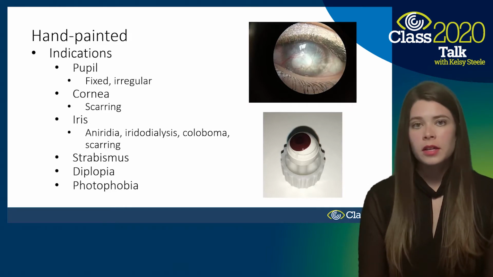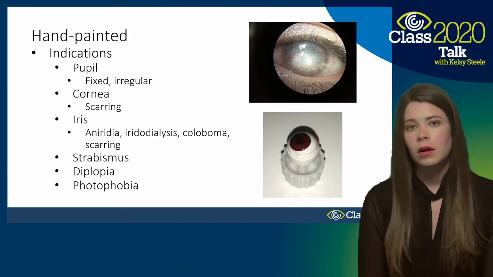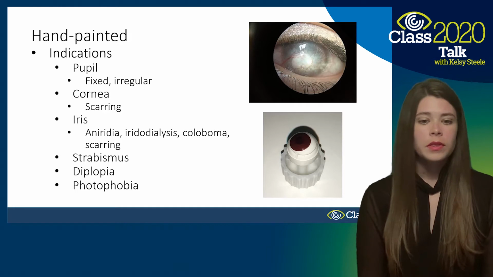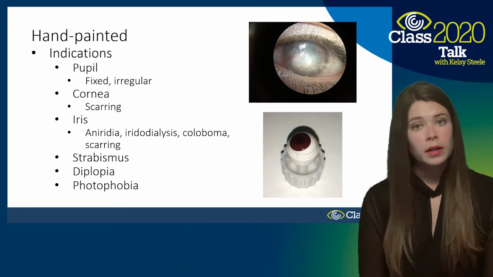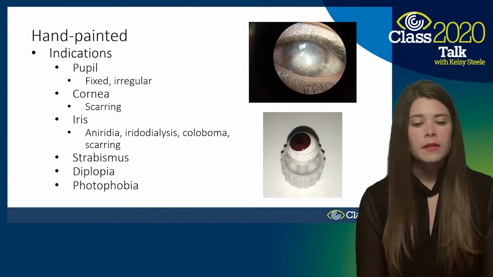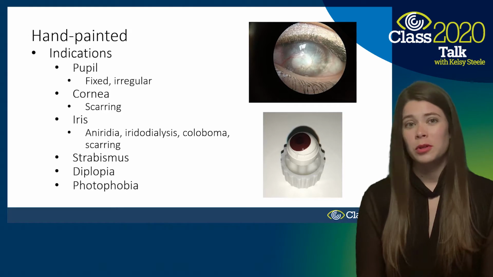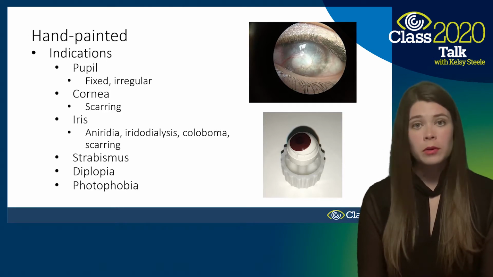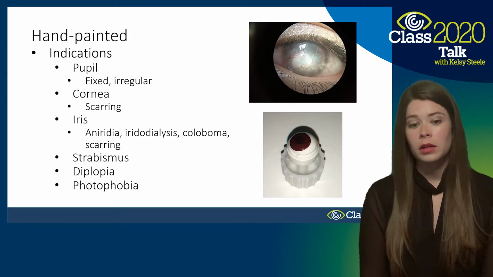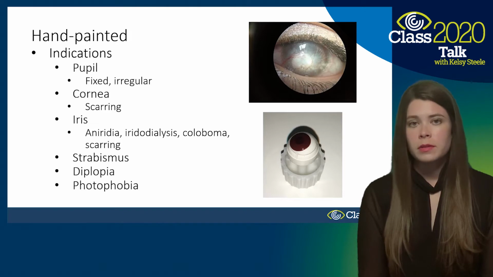As far as our indications for these, some of them are similar across the board, so any kind of scarring, patients might want some kind of colored lens to cover that up. With this one, you can have a fixed or irregular pupil that's either covered up completely or masked. If they have corneal scarring or iris scarring, maybe they have iridodialysis or a coloboma like I talked about, and patients who have aniridia.